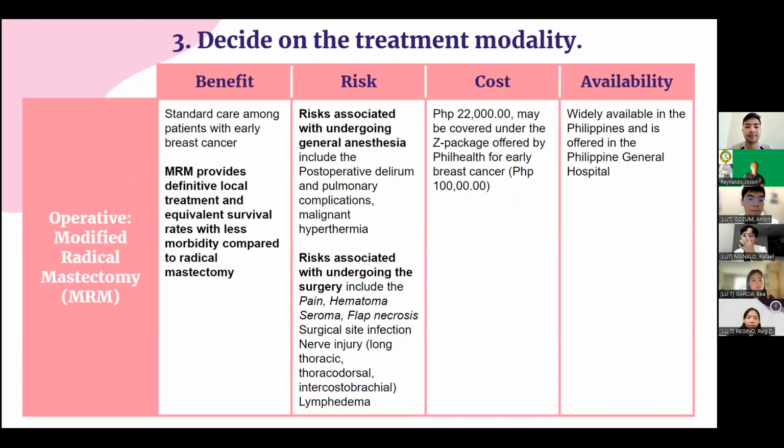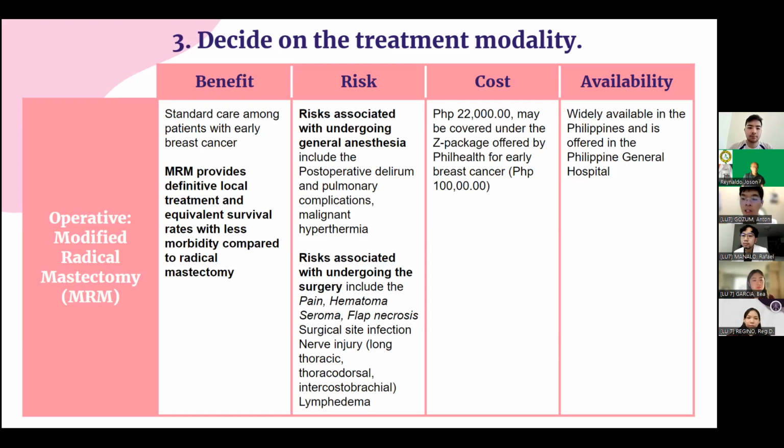Next slide. Okay, so we'll proceed to the operative options for this patient. Since this is a relatively early stage breast cancer, stage 2B, primary management or definitive local treatment can be done by surgery. And we have two options that we can offer to the patient.